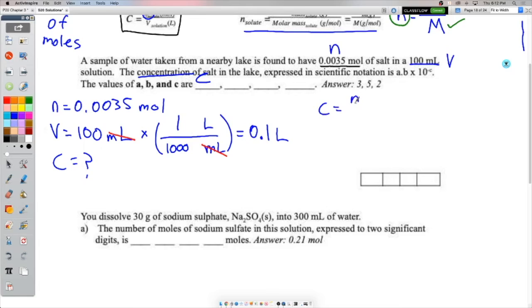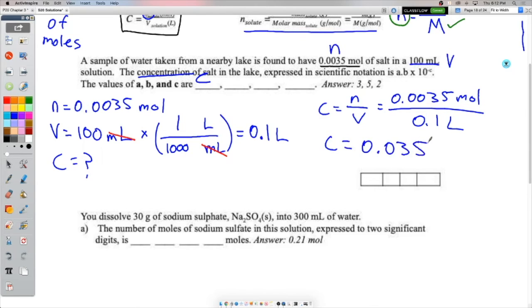So C equals N over V. And our lucky day, C is already all by itself. I don't need to do any manipulating. And so C equals 0.0035 moles divided by 0.1 liters. And we'll get that the concentration is 0.035. What are my units? I've got moles over liters, so of course, moles per liter. So in every liter, there's 0.035 moles of my solute, which in this case was salt.